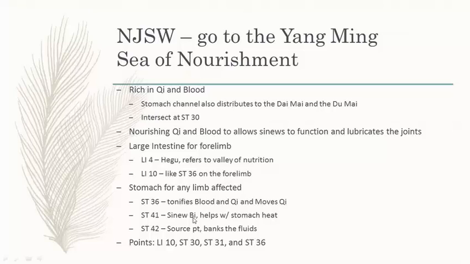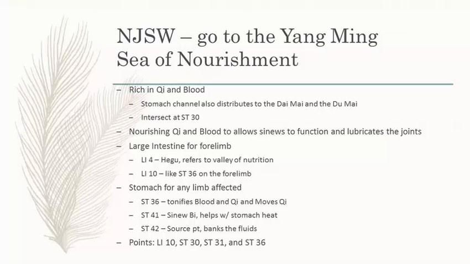But one of the points that you also see down here is stomach 30. Okay, stomach 30 is a crossing point with the Chong Mai. Now, according to Machocha, the Dai Mai and the Du Mai also cross here, but I cannot find any other references for that, and I have quite a few. So I'm not really sure where he's getting that from, because I can't find the reference that he's talking about.